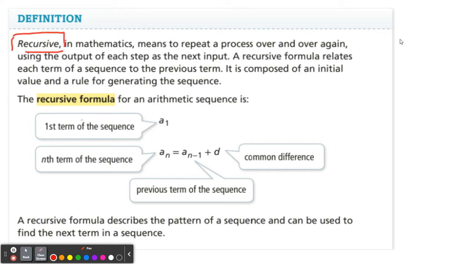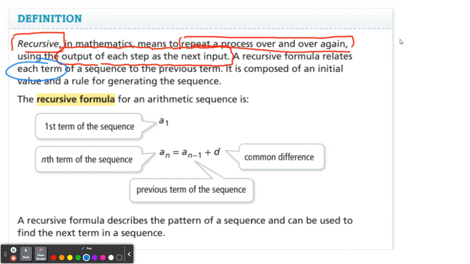Recursive in mathematics means to repeat a process over and over again. In this case, we're going to use the output of each step as the next input. So what we get from the previous step is what we put in for the next step. It relates each term of a sequence to the previous term.